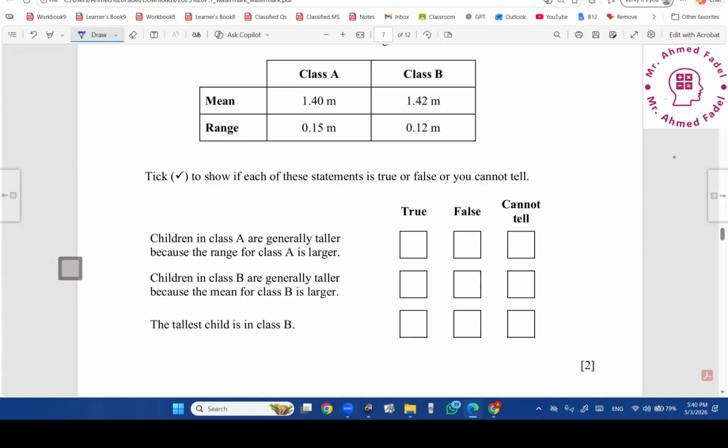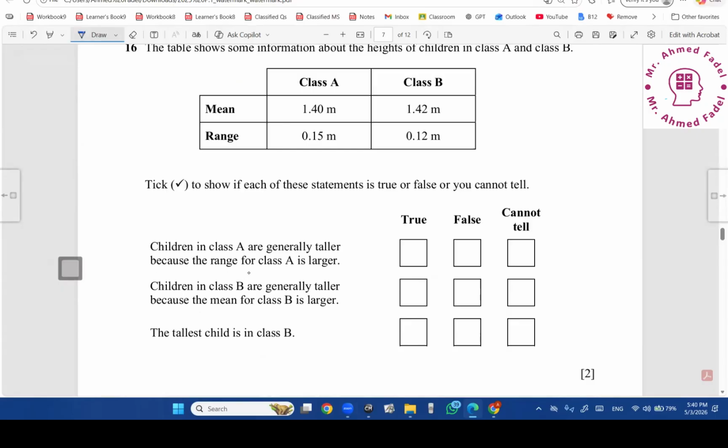Children in class A are generally taller because the range for class A is larger. Definitely wrong before even reading what the question is talking about. Why, mister? If you're doing a general comparison, you definitely need the mean or median. Range and mode do not do general comparison. So, because of the range, no way. This is not a general comparison.